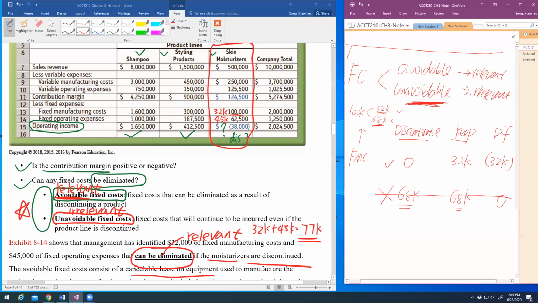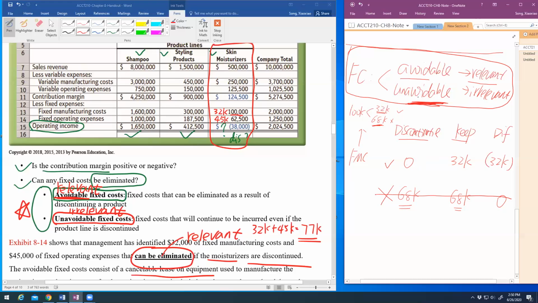So overall, I want you to know this concept. For fixed cost, avoidable means it's relevant, because if you do not do it, you can avoid it. If you avoid it, it's zero. But if you do it, it's 32,000. So there is a difference.